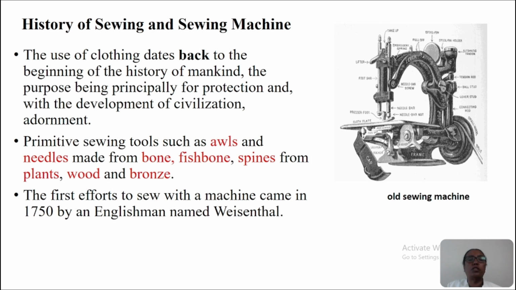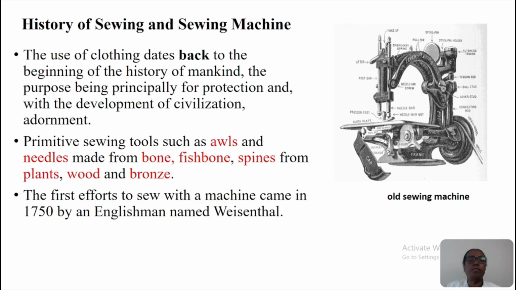The use of clothing dates back to the beginning of the history of mankind, the purpose being principally protection, and with the development of civilization, adornment. Primitive sewing tools included cowl, needles from bone, especially fish bone, spines from plants, wood and so on. These are primitive tools like a needle.